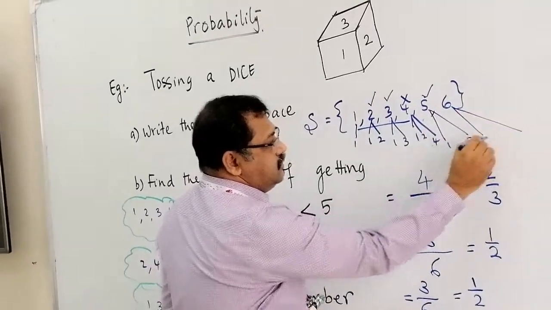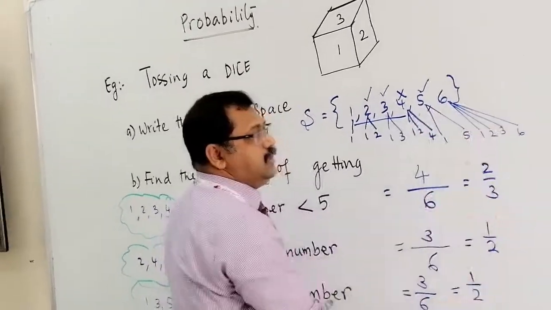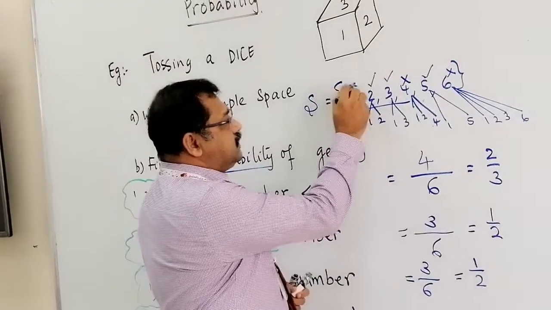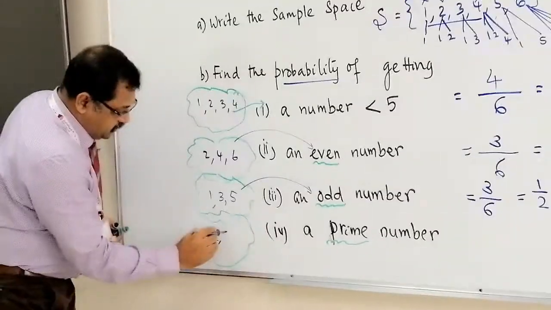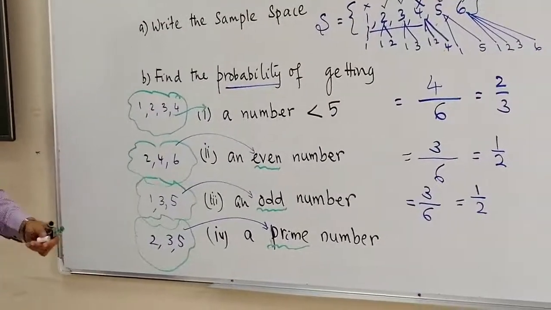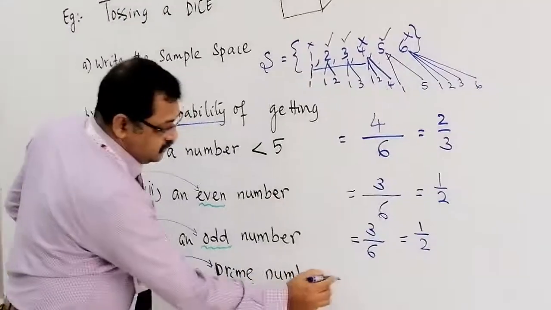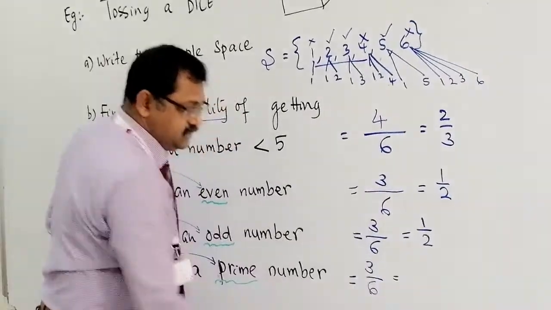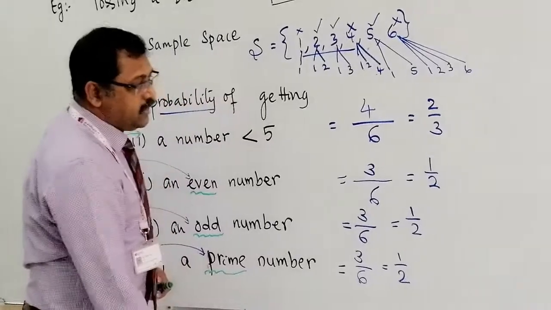And 6, we know 6 has so many divisors. You can divide by 2, you can divide by 3. There are so many divisors. So 6 is not a prime number. So the prime numbers are 2, 3 and 5. These are the prime numbers. So how many numbers are there? The favorable numbers are 3, out of the total number in the sample space, which is 6. And we can simplify it as 1 divided by 2.